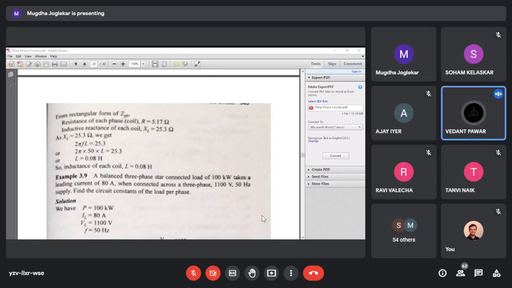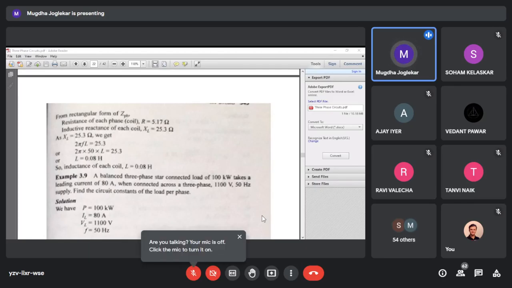Current is leading voltage. That's why it is negative. Actually, see, current will lead in a capacitive circuit, because of that we are writing a minus sign. In the phasor diagram, current will lead and voltage will lag. Generally, we are taking voltage as a reference, right? And in the inductive circuit, what will happen? Current will lag.